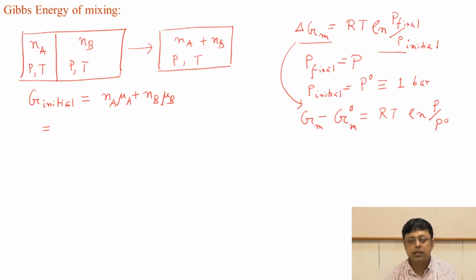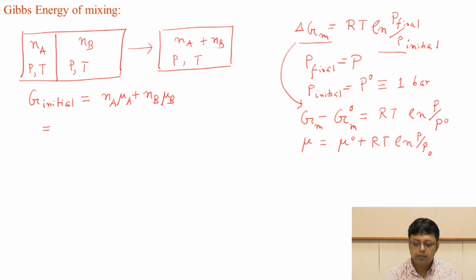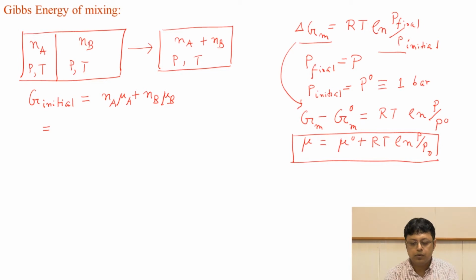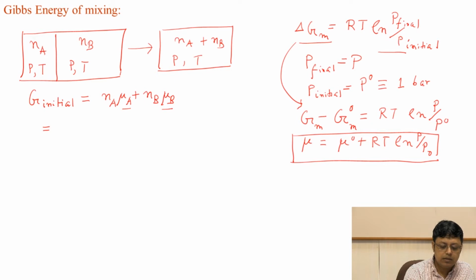In this case, the initial condition was the standard condition of 1 bar, and instead of G we could write it in terms of mu, because molar Gibbs free energy is nothing but the chemical potential. So you can write that mu is mu0 plus RT ln(P/P0). So that equation we are now going to use. Every mu here we can write in terms of mu0 plus RT ln(P/P0).